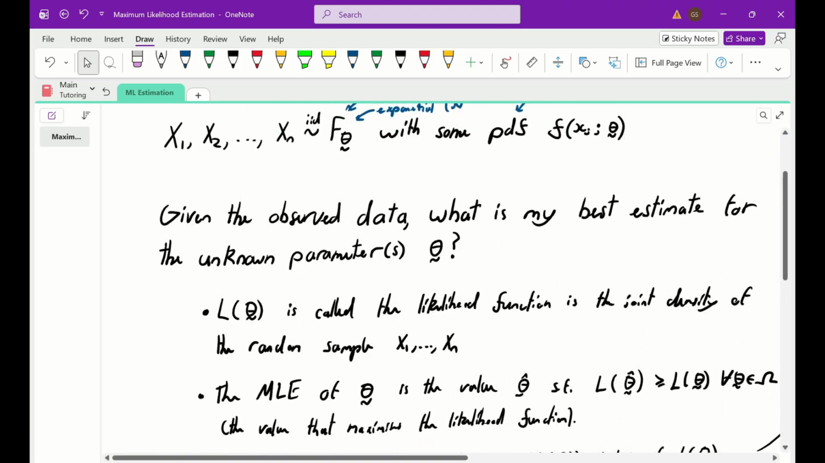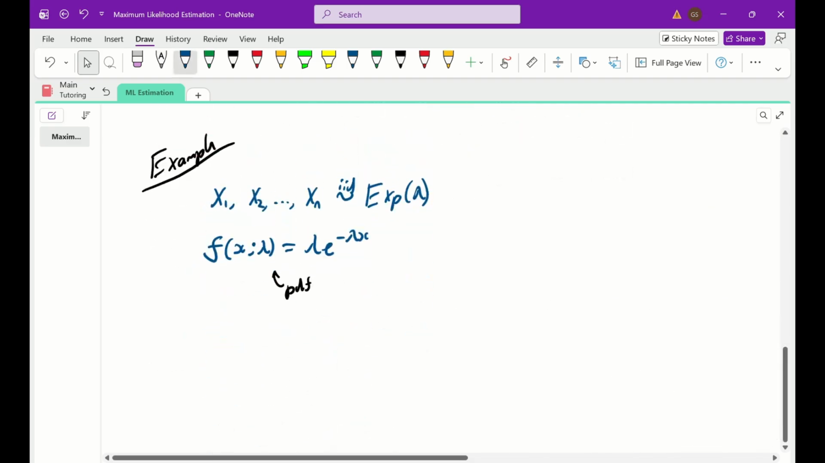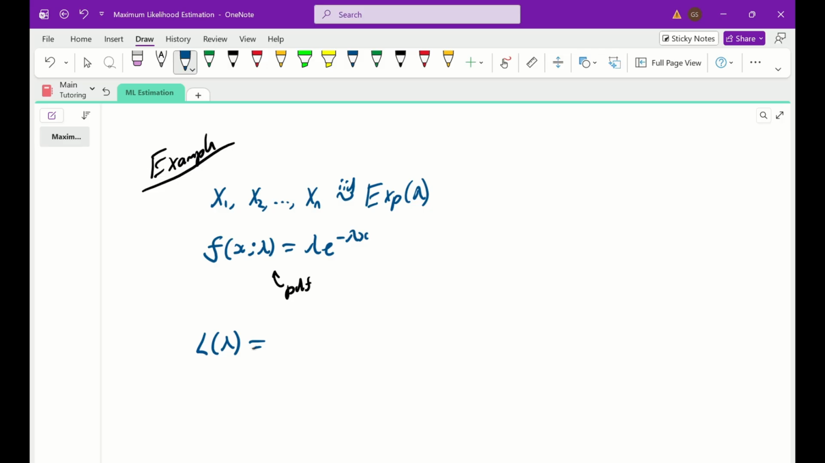The next step that we want to do is find the likelihood function. In this case, the likelihood function, L of, I won't put theta here, I'll put the parameter. In this case, the parameter is lambda. L of lambda is equal to, as I said before, the joint density of your random variables. Given that the random variables are IID, which is very important, the joint density is just going to be equal to the product of the individual densities, right?